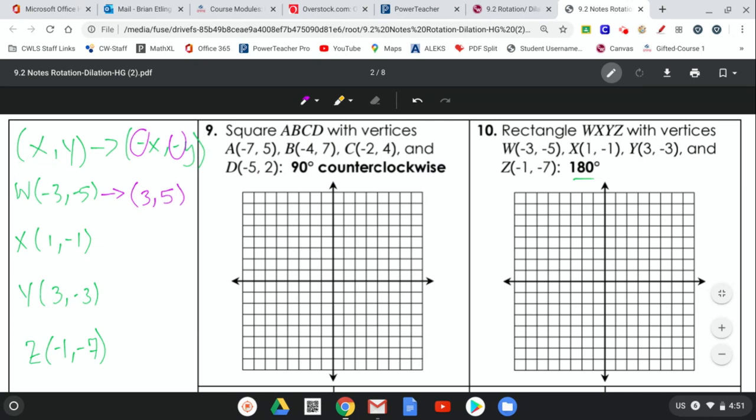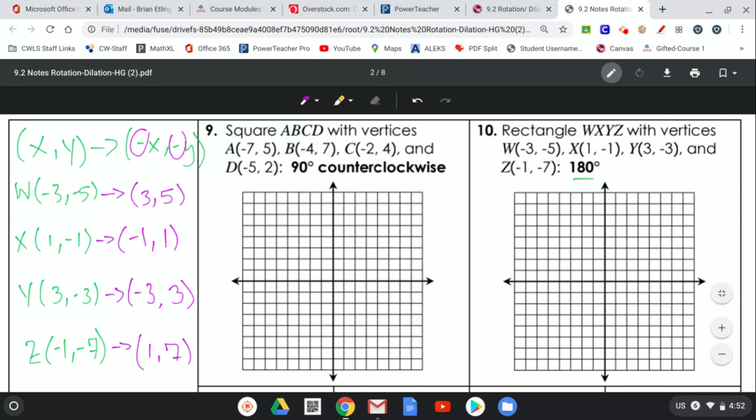All right. For our x coordinate, the 1 becomes negative 1, and then the negative 1, which is the y coordinate, becomes a positive 1. So we just switch the sign. Same thing for the next one. We have a positive 3 for x coordinates. That becomes a negative 3. We have a negative 3 for the y coordinates. That becomes a positive 3. Okay. And lastly, we have a negative 1 and a negative 7. So that's going to become a positive 1, positive 7.